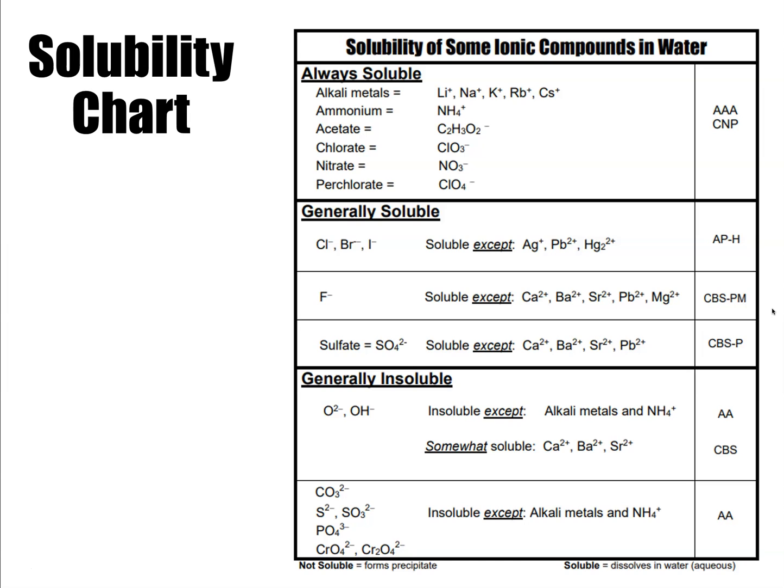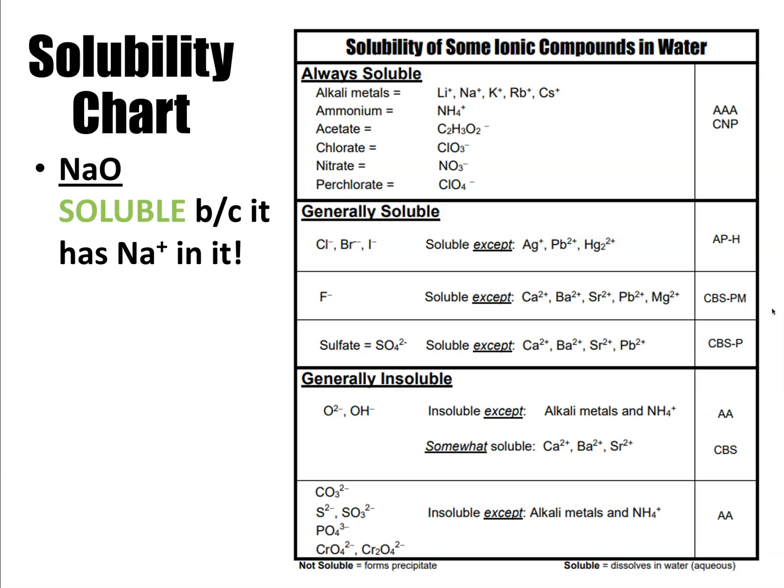You'll be able to use this chart, or I will give it to you on an assessment, but you've got to know how to use it. Now, what's the goal of the chart? Well, if something is soluble, notice at the bottom right-hand corner, it means it's aqueous. That's its state, or AQ. If something is insoluble, that means it's solid or forms a precipitate.